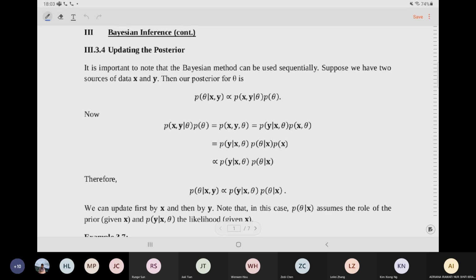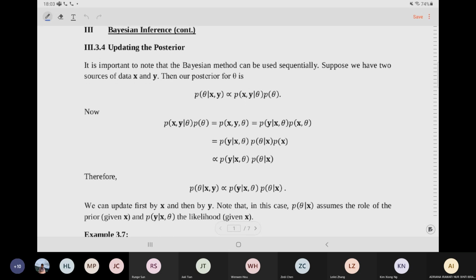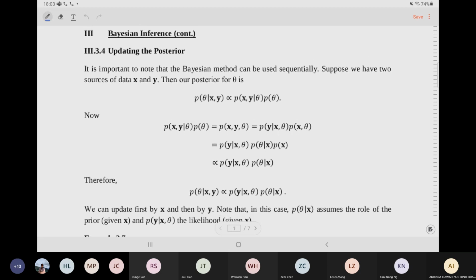Okay, so we're going to continue. From last week, we've seen that we can do some inference, for example, find the predictive distribution and find the credible intervals for the posterior distribution. Now we're going to see that you can use the Bayesian method sequentially, meaning that you can update the posterior.